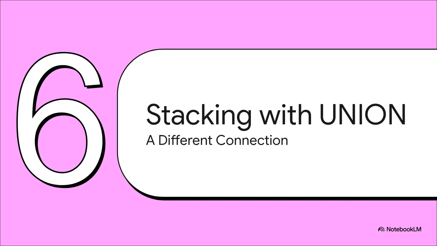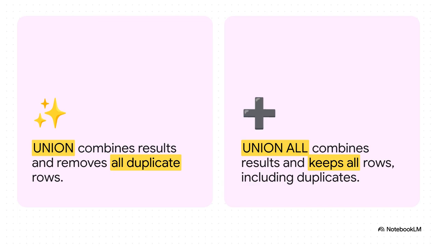We've covered all these tools for connecting data that's related. But what if you just want to combine the results from two completely separate queries? For that, we need our final tool, and it works very differently from a join. That tool is union. Now, don't get this confused with a join. It doesn't link rows based on a common value. It literally just stacks the results of one query right on top of another.